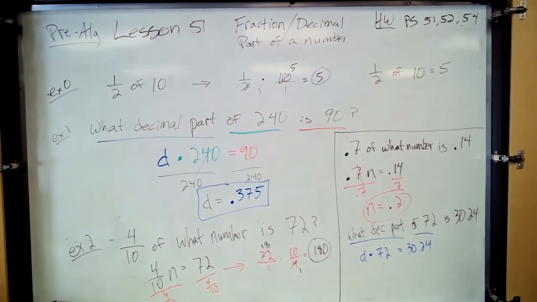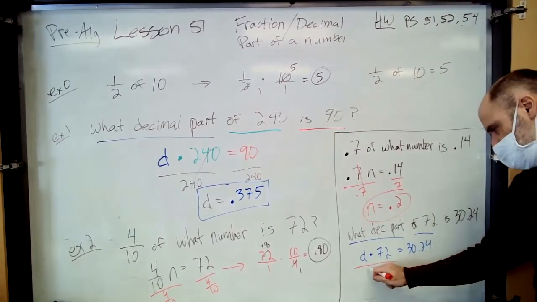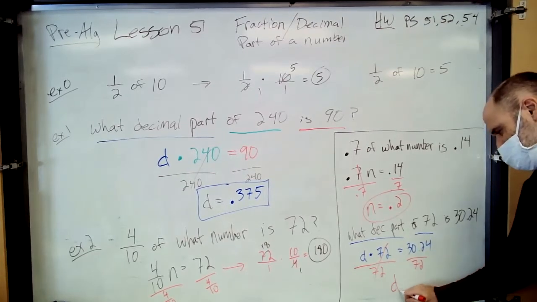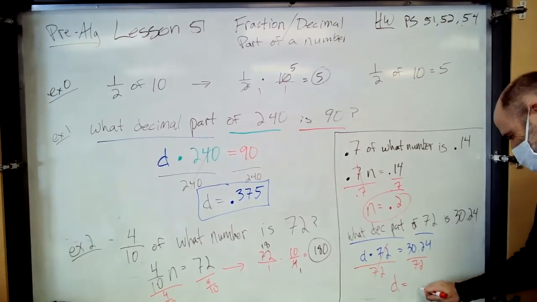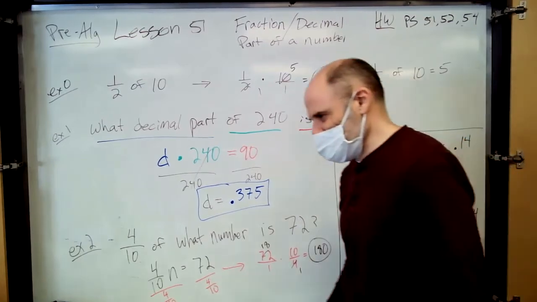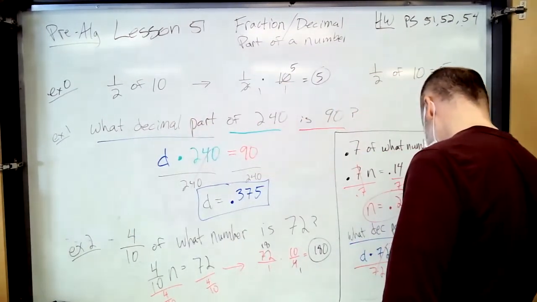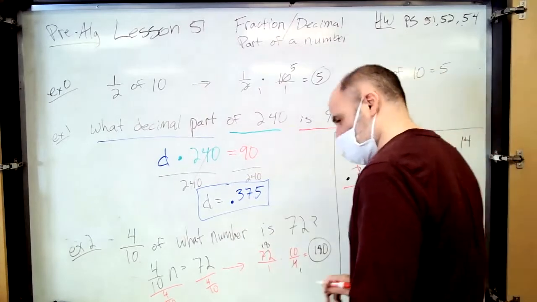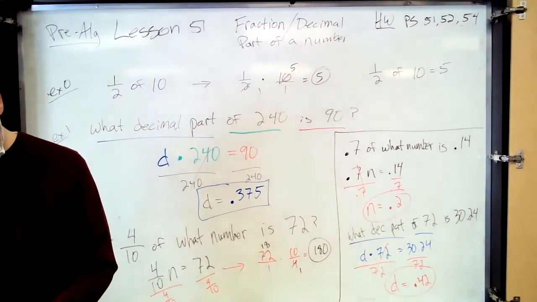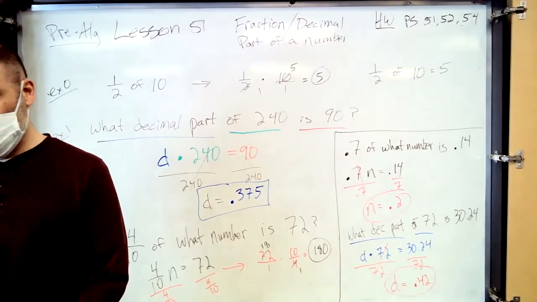You delete the 72. How do you delete the 72? You divide. Do the opposite. Press the backspace button. We have to put the cursor. And what'd you get? 0.42. Nice. Does that work, guys? Does that feel okay? Okay, good.